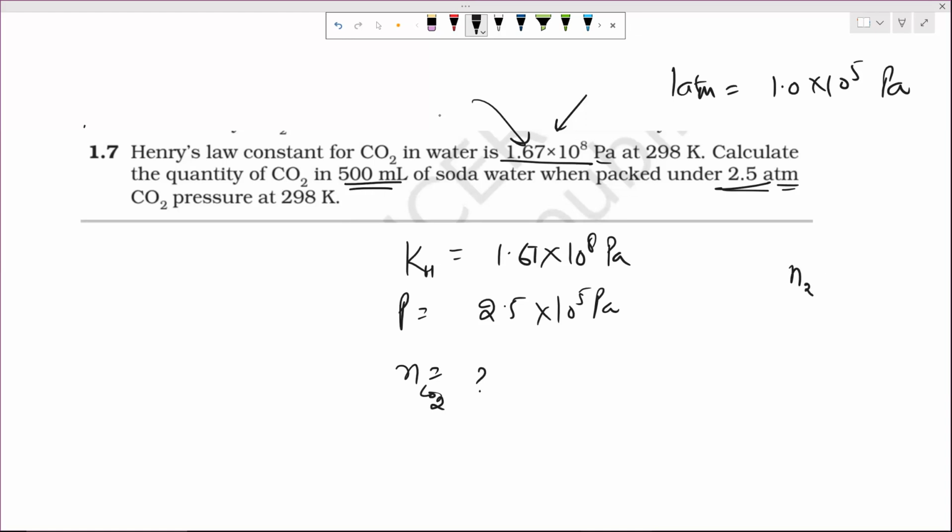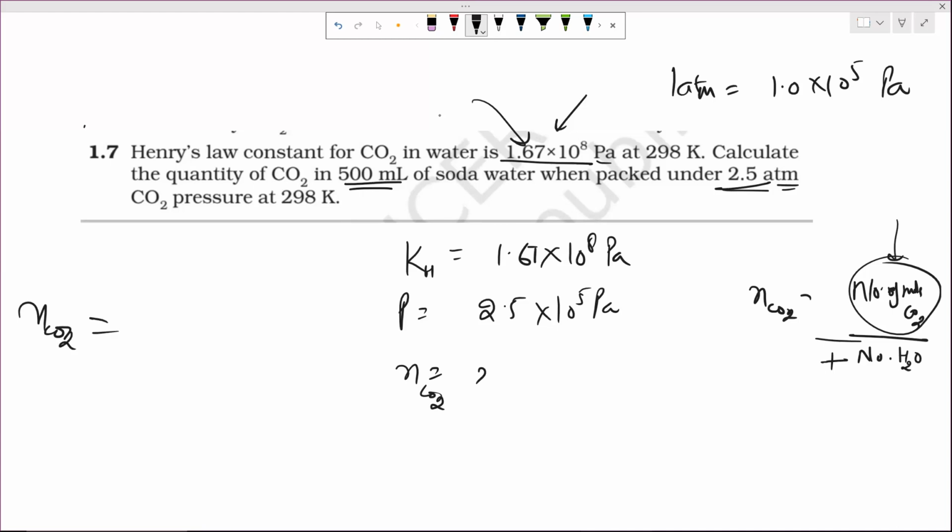For this, x CO2 will be equal to number of moles of CO2 divided by number of moles of CO2 plus number of moles of water. But we will take here water only, because CO2 is in very less quantity. So we will neglect the number of moles of CO2 in the denominator. Got it? x CO2 will be equal to n CO2 upon n H2O.